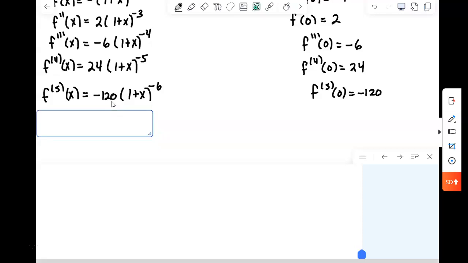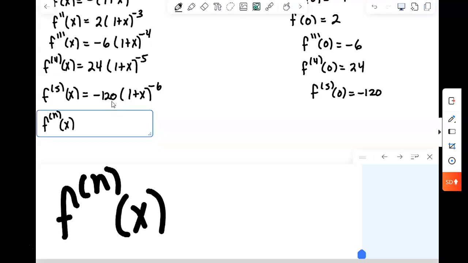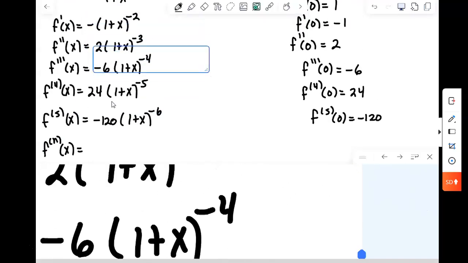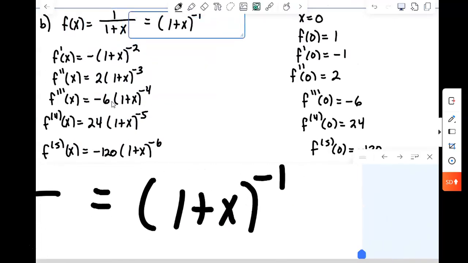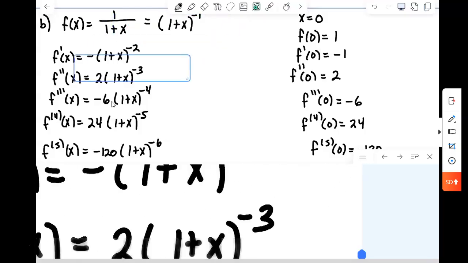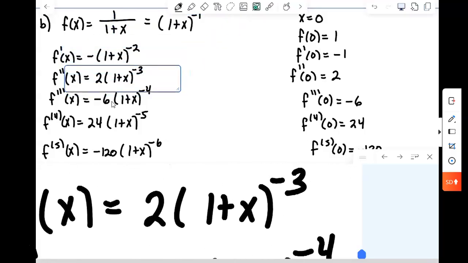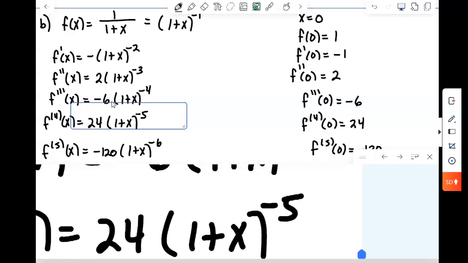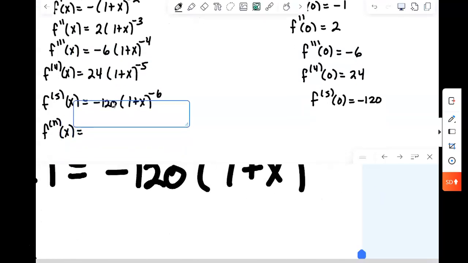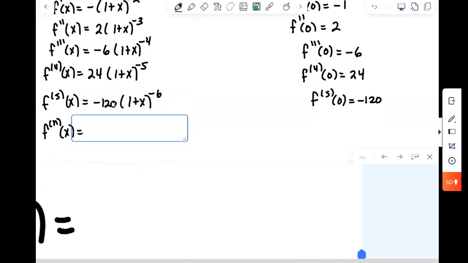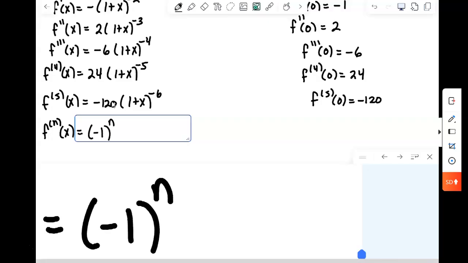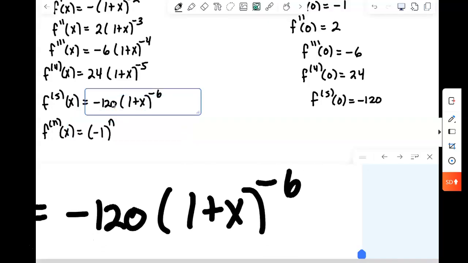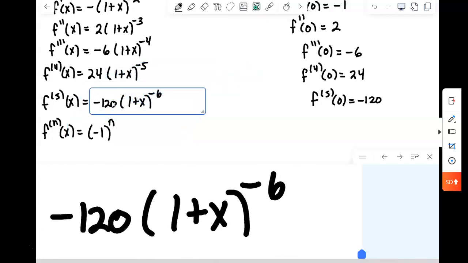So in general, the nth derivative, if you can kind of see the pattern here, first of all, it's alternating. 0th derivative was positive. First derivative was negative, second derivative was positive. Third derivative was negative, fourth derivative was positive, fifth derivative was negative. So it's going to have an alternating sign, minus 1 to the n. Okay. We're then multiplying by the next exponent after it.